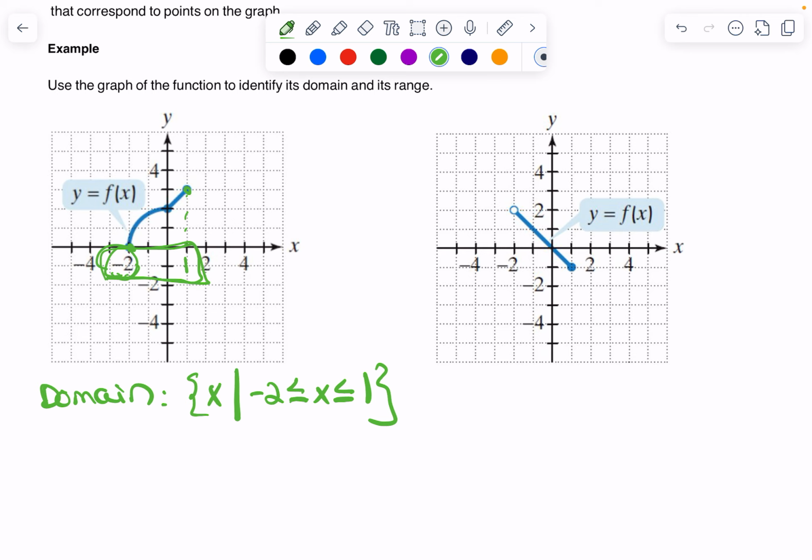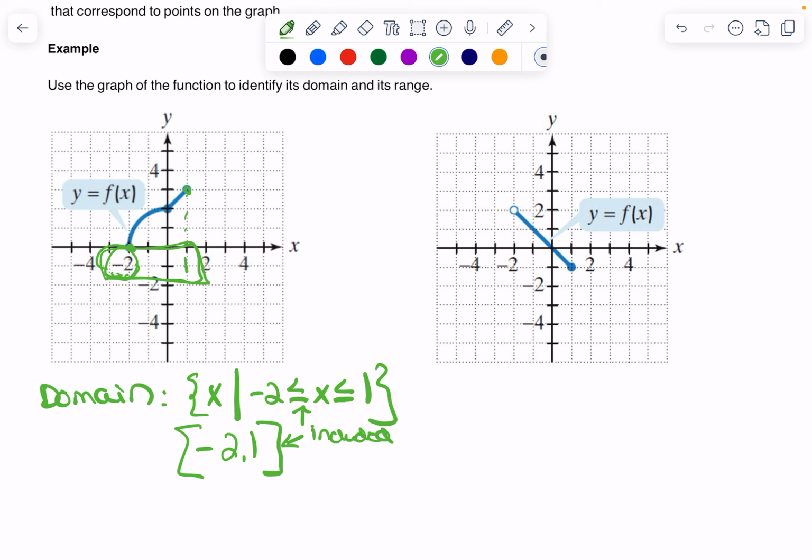Another way to write the domain would be -2 to 1 inside brackets. Bracket means closed, that it is included. So both the line here and the bracket mean that it's included.